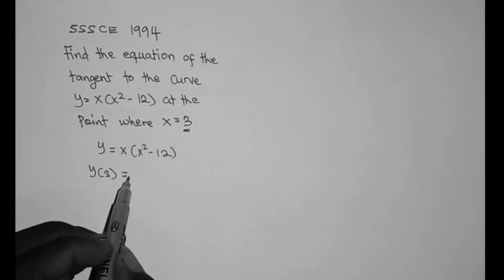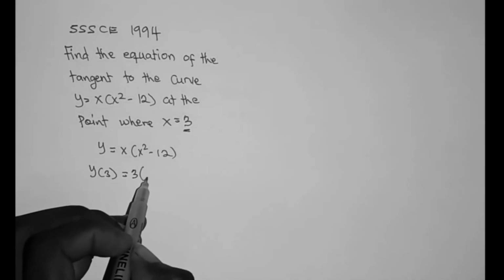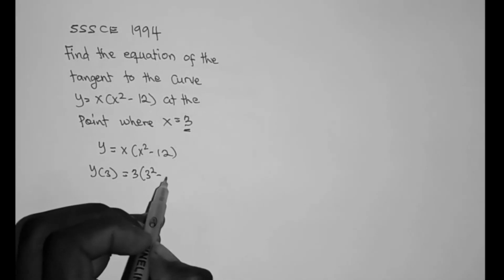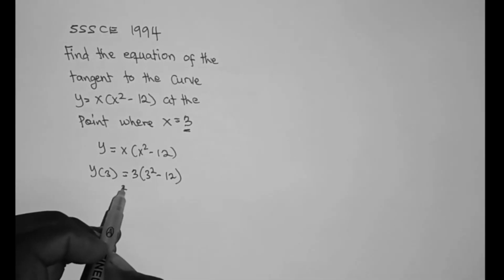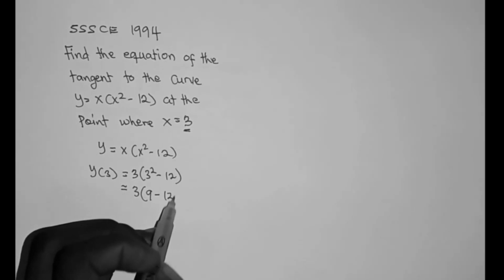y of 3, so wherever we see x, we insert 3. So this becomes 3 times bracket 3 squared minus 12. This is equal to 3 times, 3 squared is 9, minus 12.